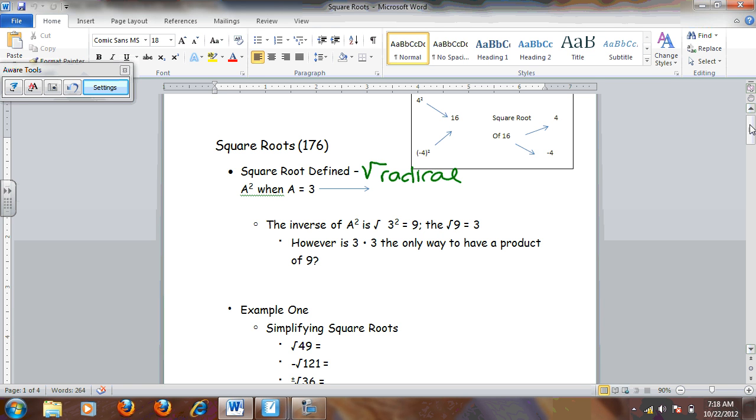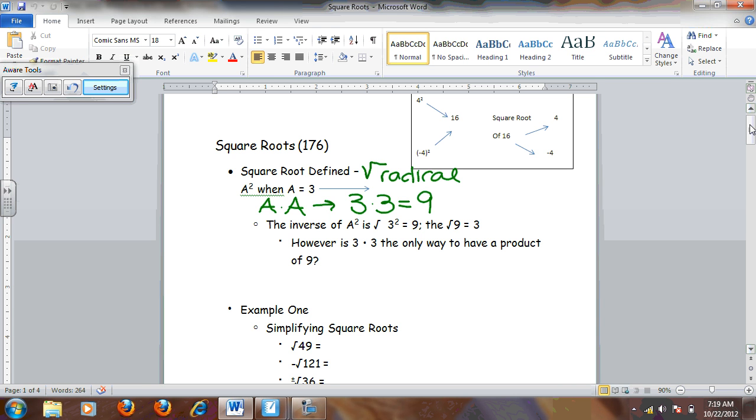The square root is a number, the product of a number multiplied by itself. So let's look at this example. What is a squared when a equals 3? Well, a squared means a times a, or 3 times 3, which is 9.